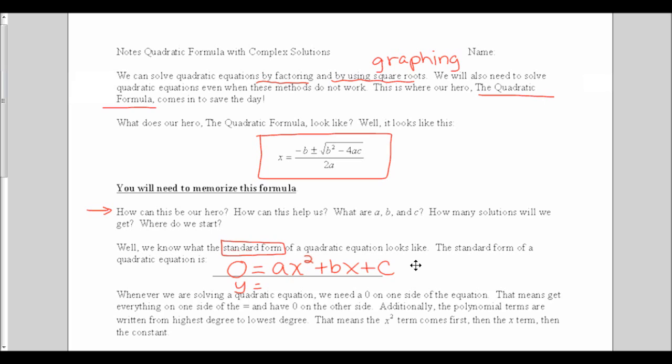Whenever we're solving a quadratic equation, we need a 0 on one side of the equation. That means get everything on one side of the equal sign and have 0 on the other side. Additionally, the polynomial terms are written from highest degree to lowest degree. That means the x squared term comes first, then the x term, and then the constant.